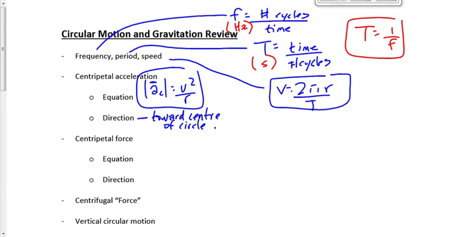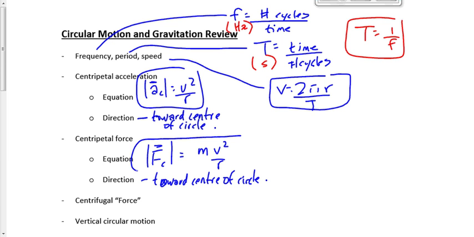The units, of course, would be meters per second squared, the same as they are for any other acceleration. Centripetal force, real similar here. It's a center-seeking force directed toward the center of the circle. And that centripetal force, well, any force is m times a, but if we make this m times a, then m times v squared over r becomes mv squared over r.